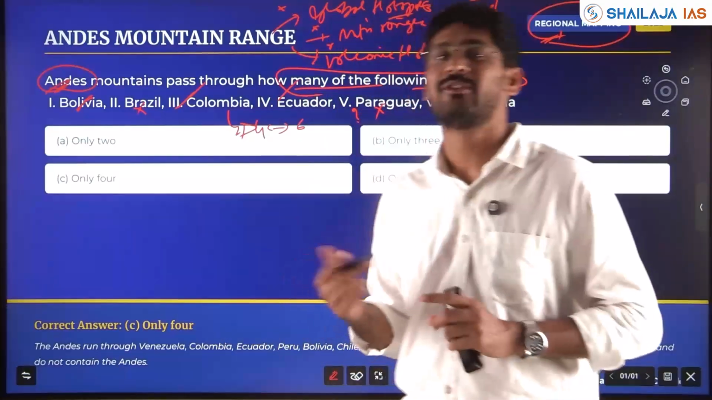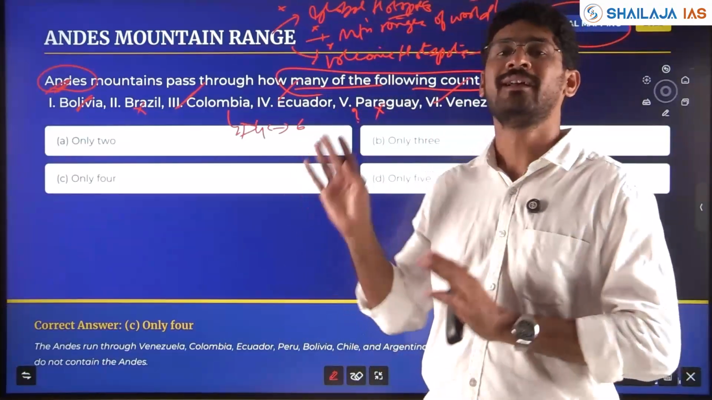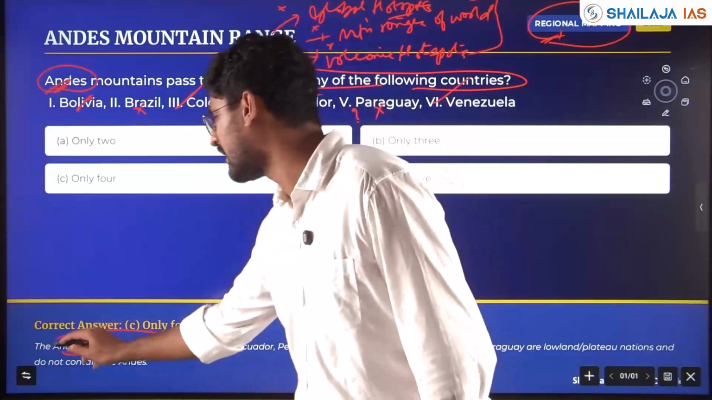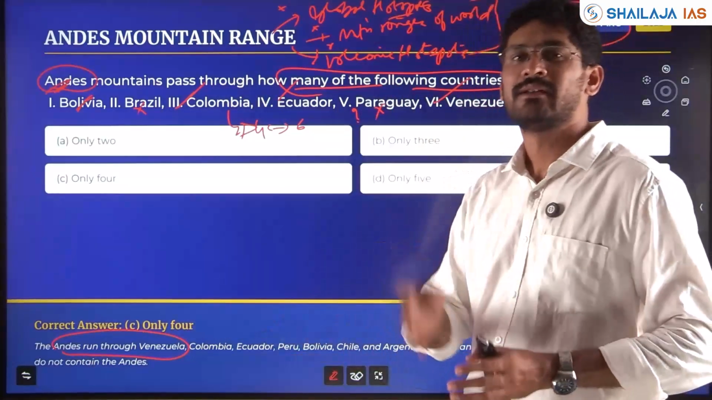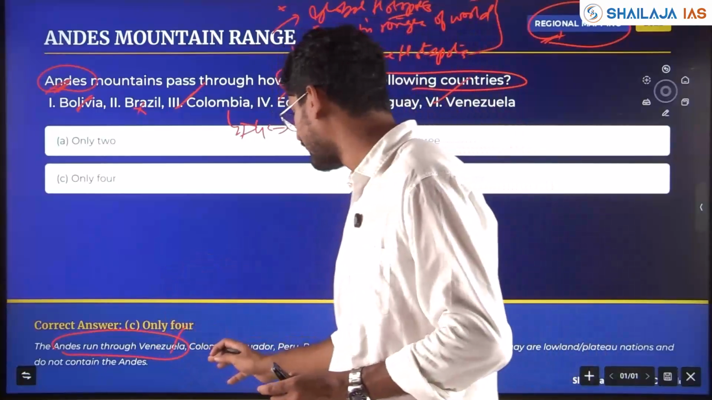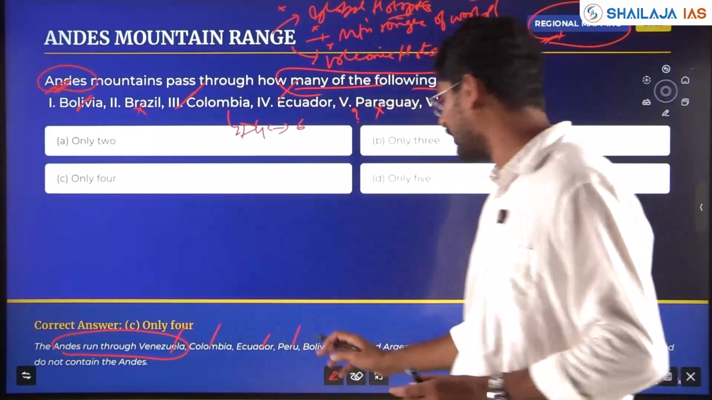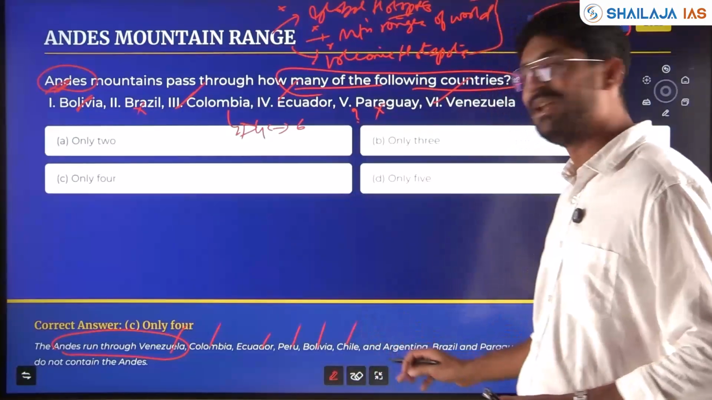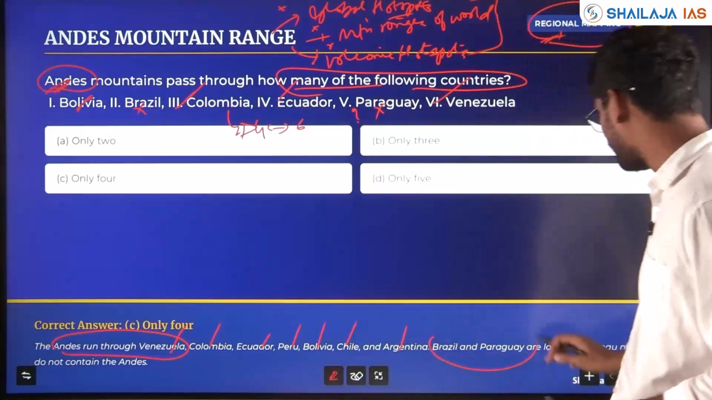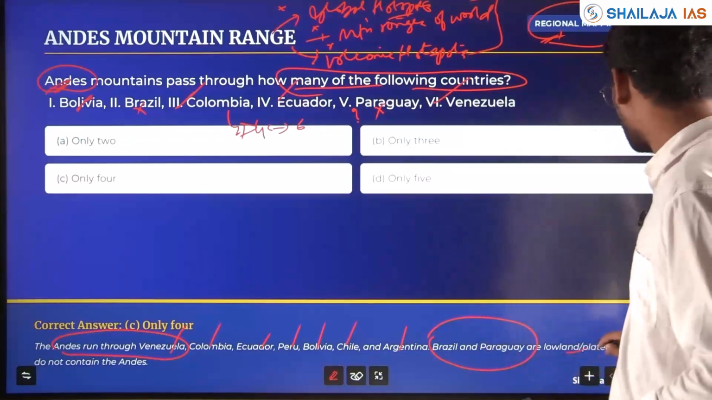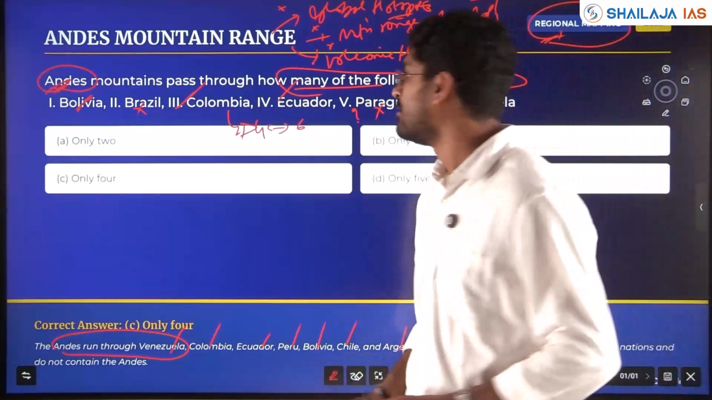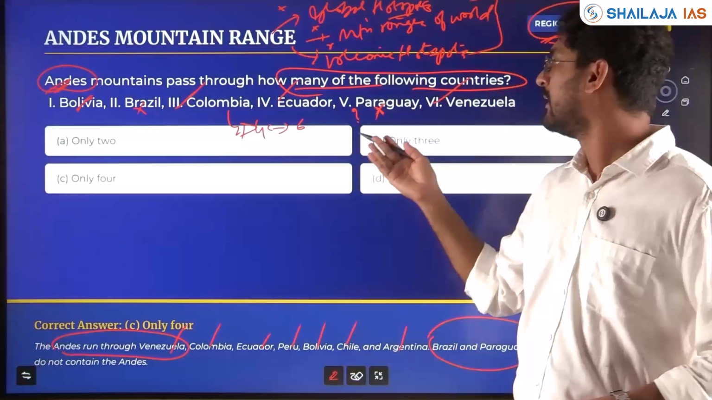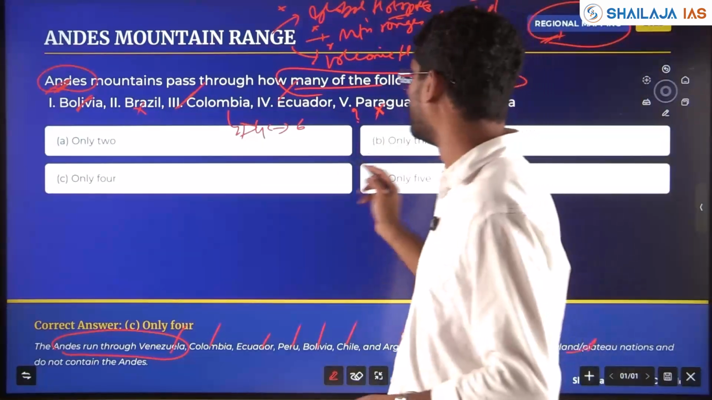So these themes will help you focus and go with knowledge first. Here only four are correct. The Andes run through the western region of South America and the northern side: Venezuela, Colombia, Ecuador, Peru, Bolivia, Chile and Argentina. Brazil and Paraguay are the lowland plateau countries where the Andes will not come. So Brazil and Paraguay will not come. Four out of six are correct here. So only four.